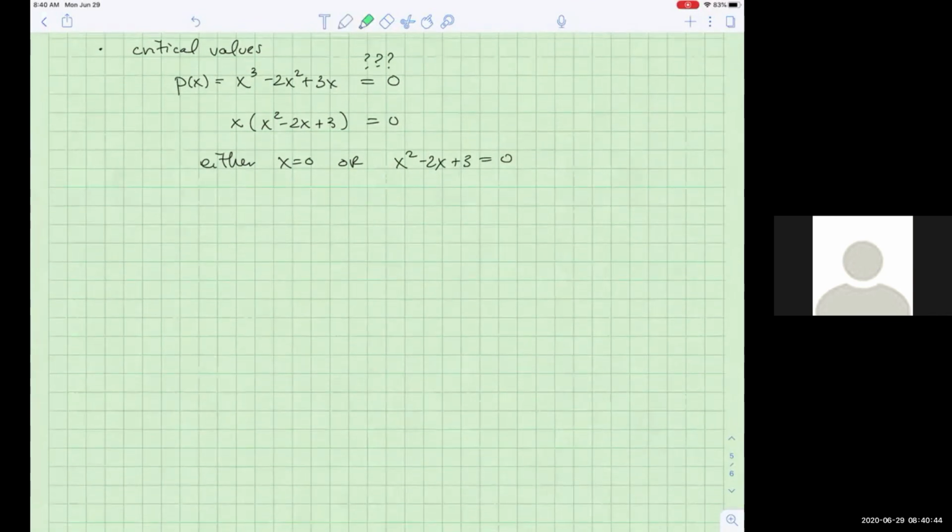This one is done. We're good there. X equals 0 is one possibility. That's our one critical value for the numerator. For the other one here, you might think that this factors. It actually doesn't factor very well. We're going to have to use quadratic formula here.